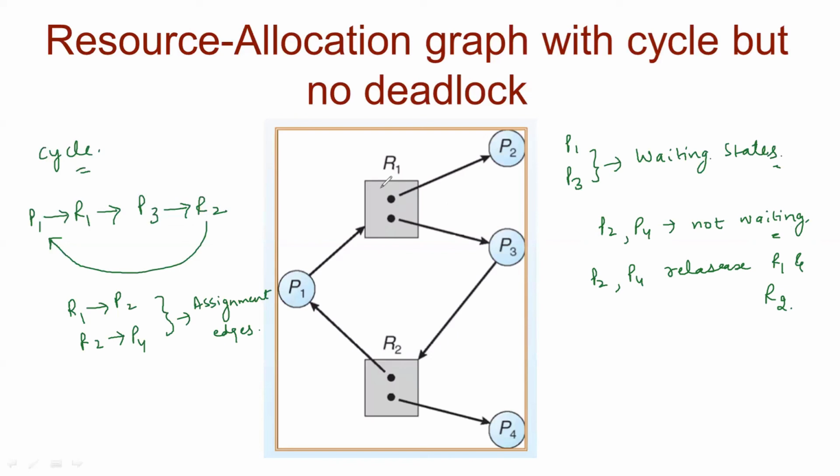This R1 will now be available to P1 and the cycle will break. Another option, P4 may release this instance of R2 and this instance of R2 may be allocated to P3, and the cycle will break from here. So the cycle can break from here or here depending on whether P2 releases R1 first or P4 releases R2 first. So in this way, the cycle exists, but there is no deadlock.